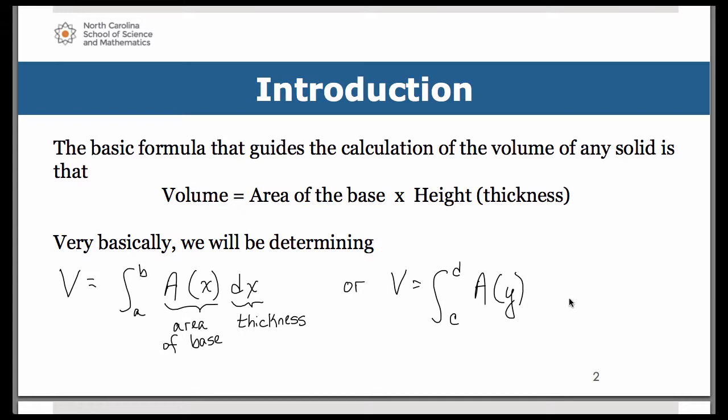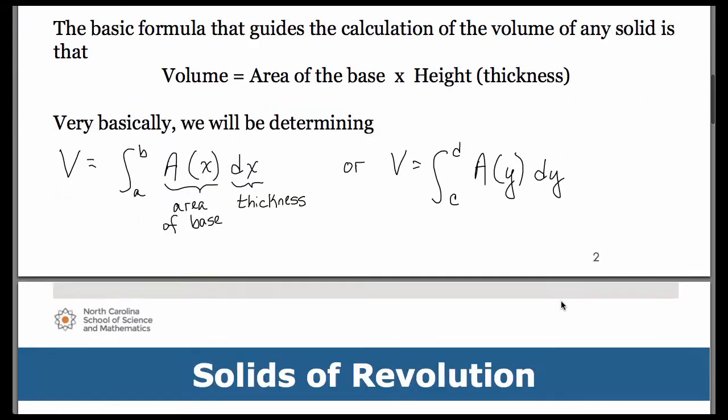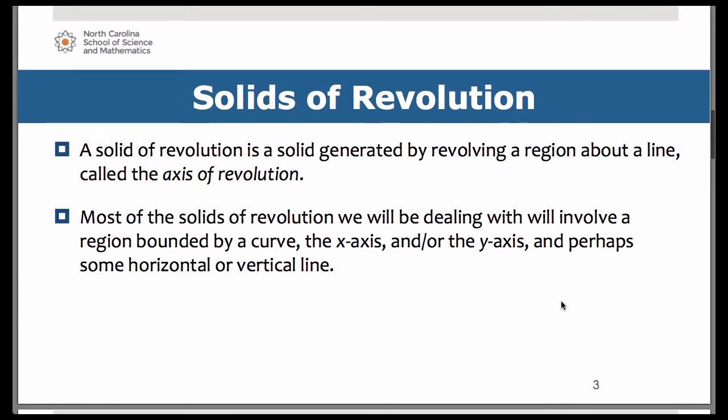So perhaps that area of the base is in terms of y instead of x. So that becomes the basic setup of how we're going to find our volumes. Just to clarify a definition of a solid of revolution, it is a solid generated by revolving a region about a line, and we call that line about which we are revolving the axis of revolution.